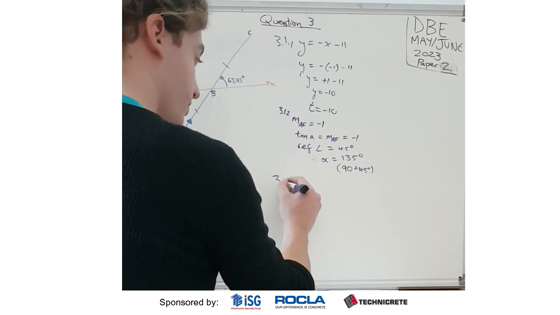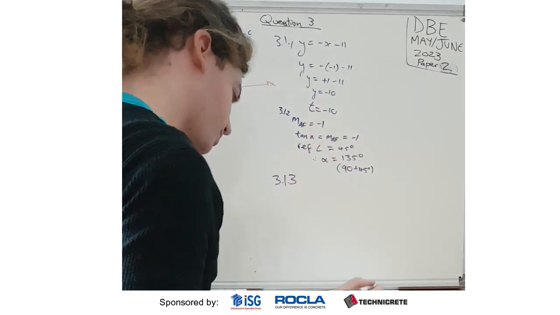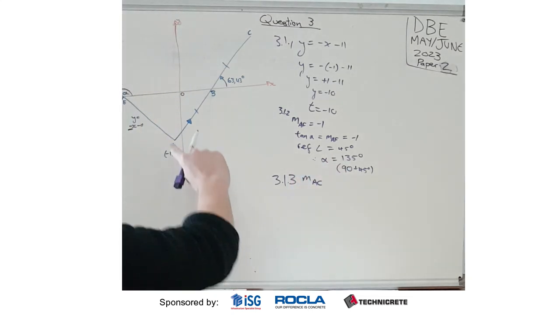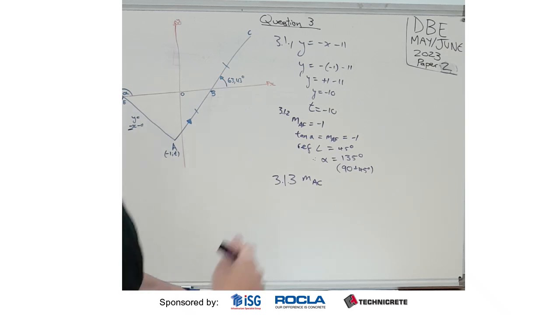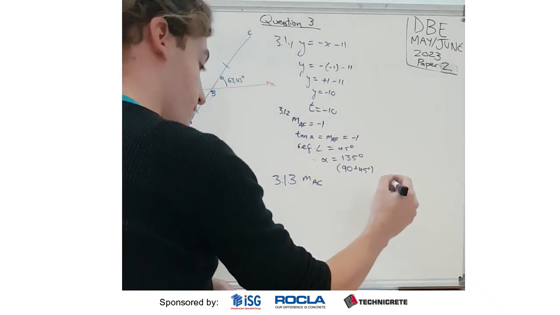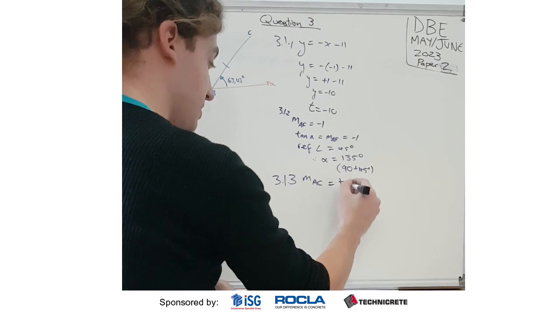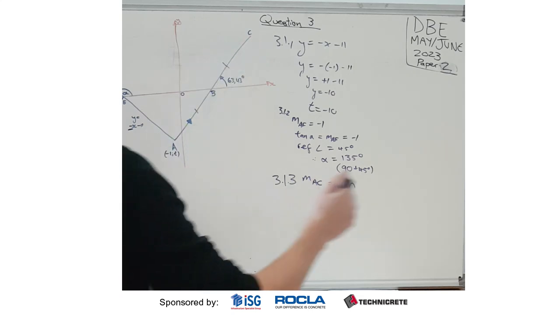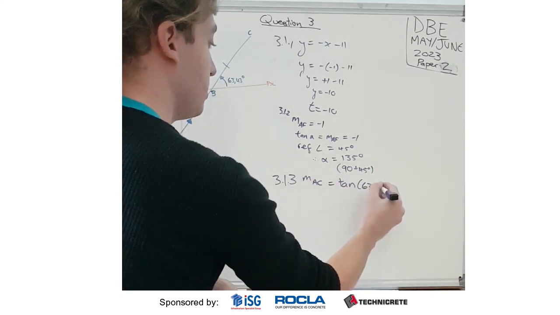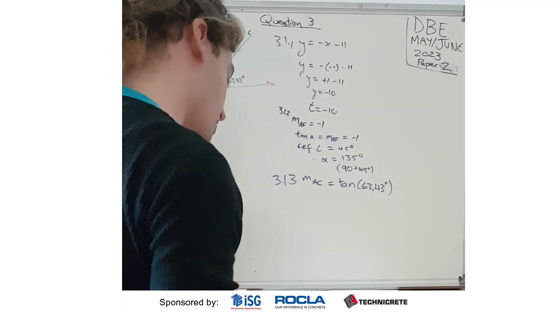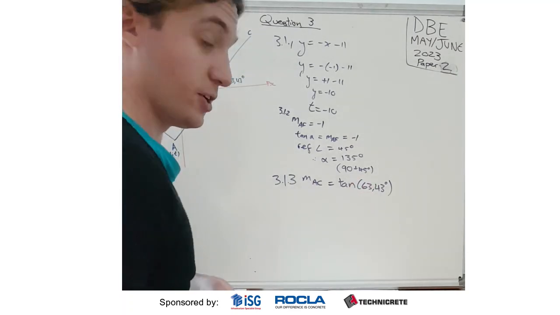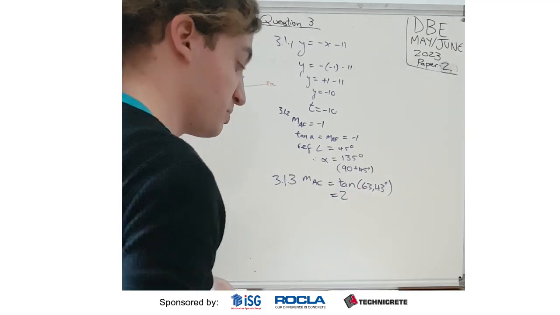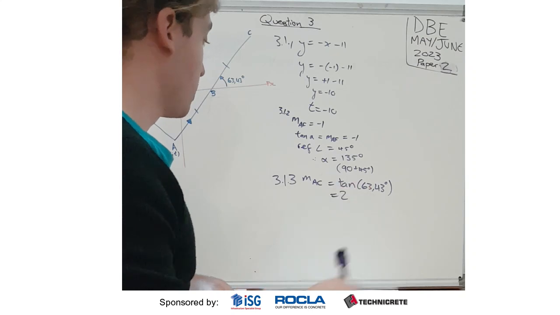And in question 3.1.3, we have to find the gradient of AC, this gradient here. Now, same kind of logic here. We know the gradient of AC is going to be the same thing as the tan of this angle that we're given right here. It's the same concept. So tan of 63.43 degrees. They want us to round to the nearest whole number, so this is the sort of thing you just plug into your calculator, and your answer should be just 2. Okay, good. Hope you're following so far.